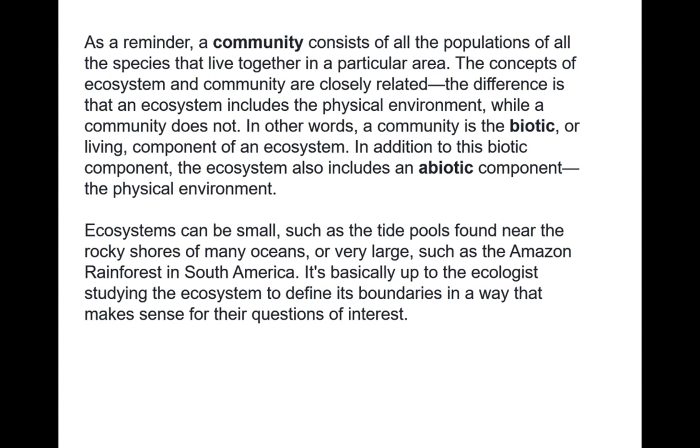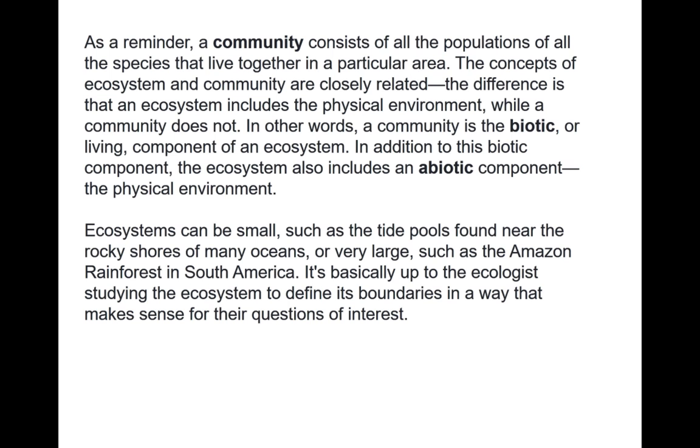In other words, a community is the biotic, or living, components of an ecosystem. In addition to this biotic component, the ecosystem also includes an abiotic component, the physical environment. Ecosystems can be small, such as the tide pools found near the rocky shores of many oceans, or very large, such as the Amazon rainforest in South America. It's basically up to the ecologists studying the ecosystem to define its boundaries in a way that makes sense for their questions of interest.